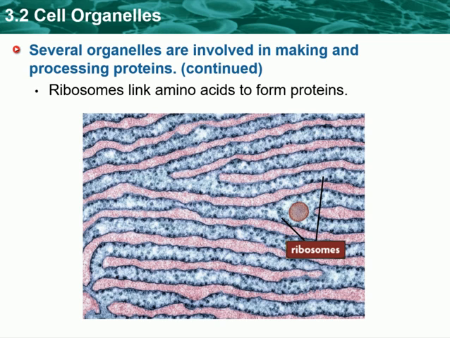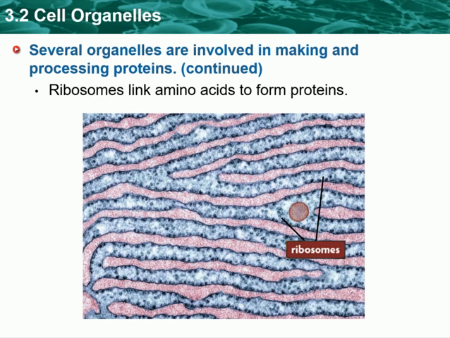Not all ribosomes are bound to the ER, however. Some are suspended in the cytoplasm. In general, proteins made on the ER are either incorporated into the cell membrane or secreted. In contrast, proteins made on suspended ribosomes are typically used in chemical reactions occurring within the cytoplasm.